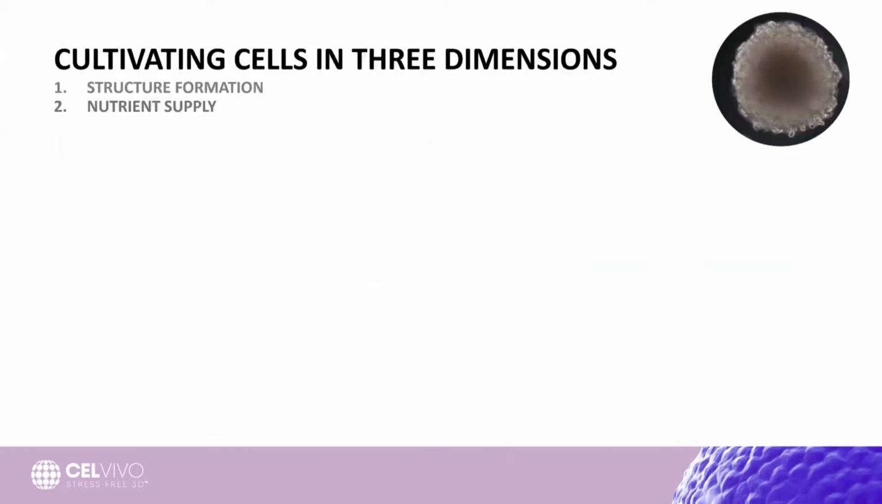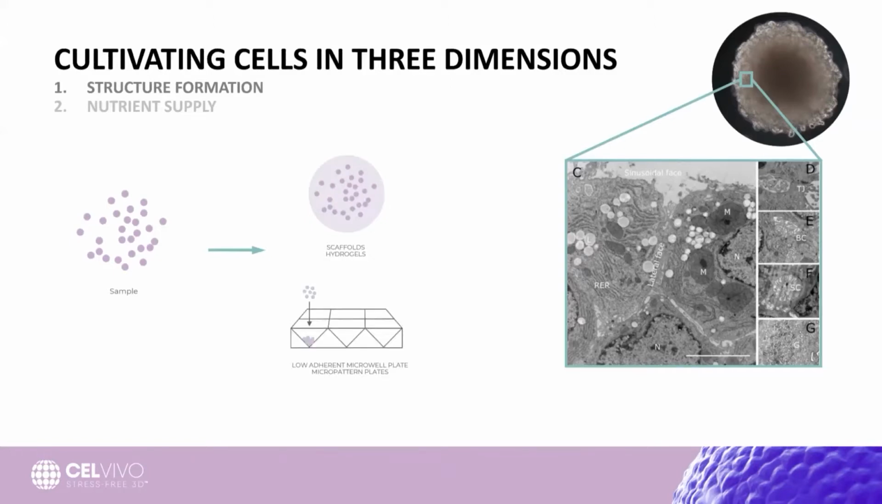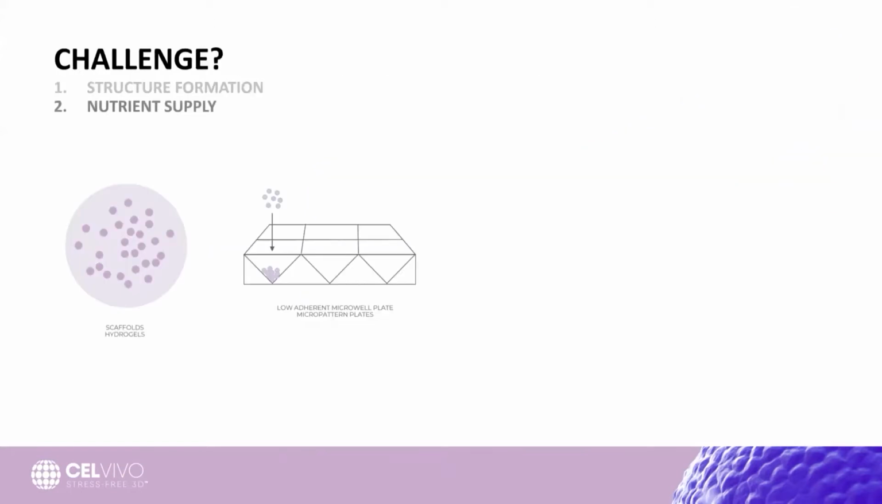So when culturing cells in 3D, there are two parts that are very important. The first one is the structure formation. The second one is the nutrient supply. So if we look at the structure formation of a 3D model, you will start with a sample. And this sample you can aggregate in various ways. For instance, you can use hydrogel or you can use different plate types. However, there is a problem with these systems, and it is that the nutrient supply is limited because there is no movement of the media.